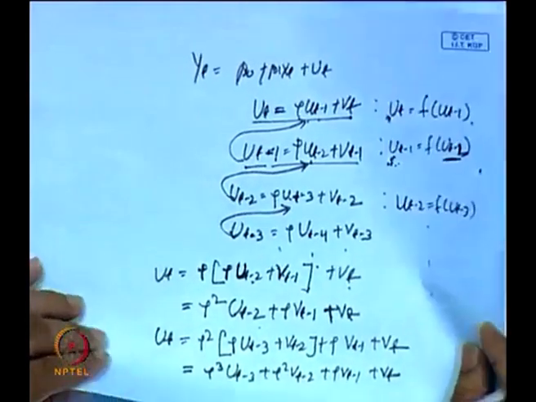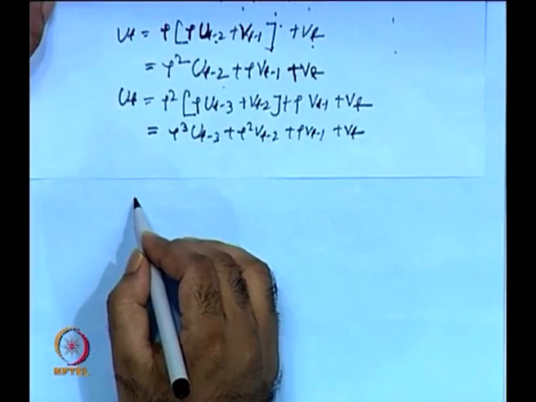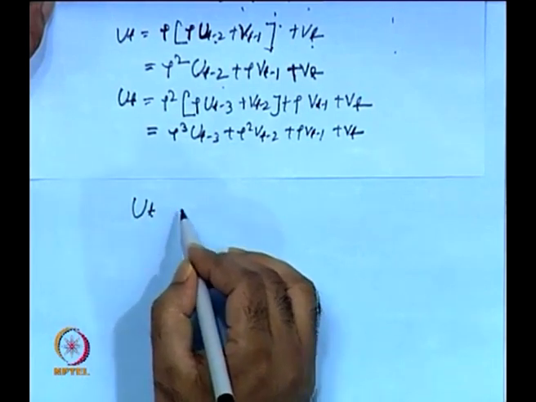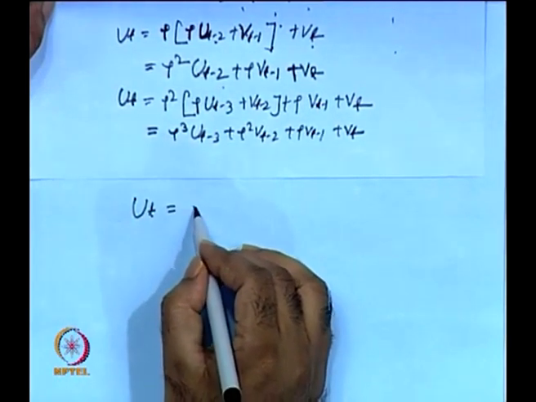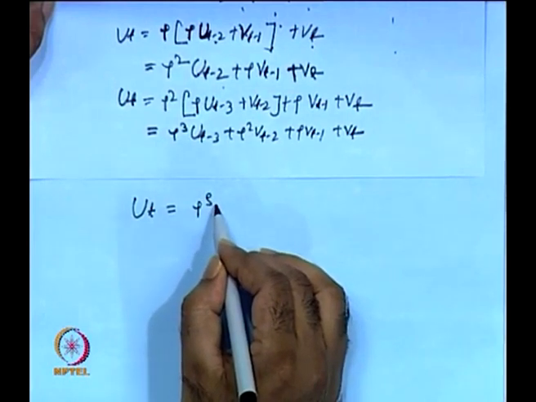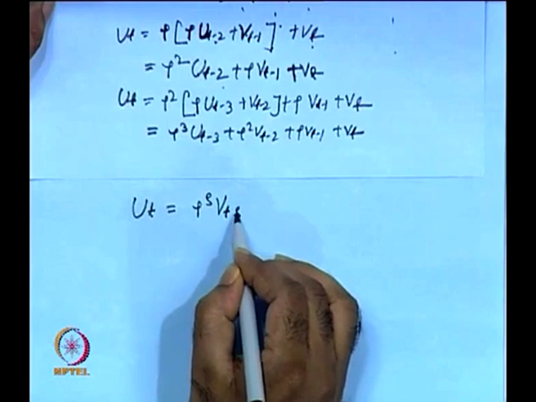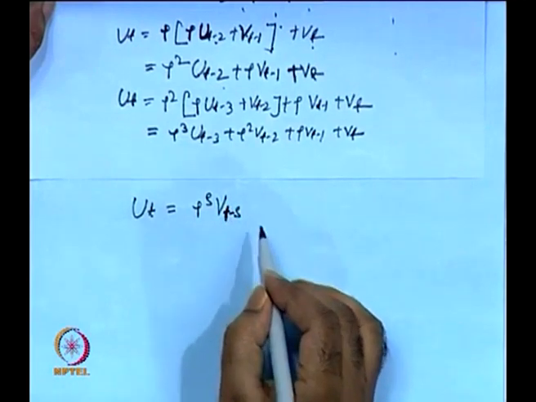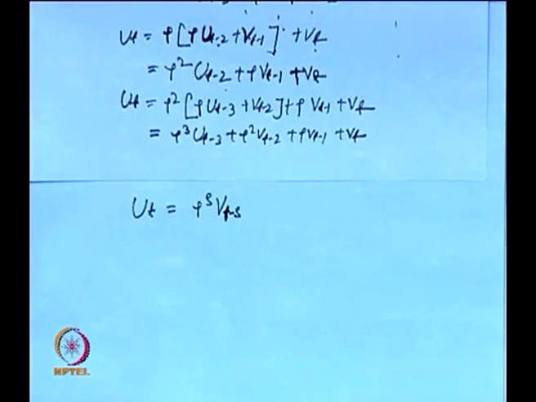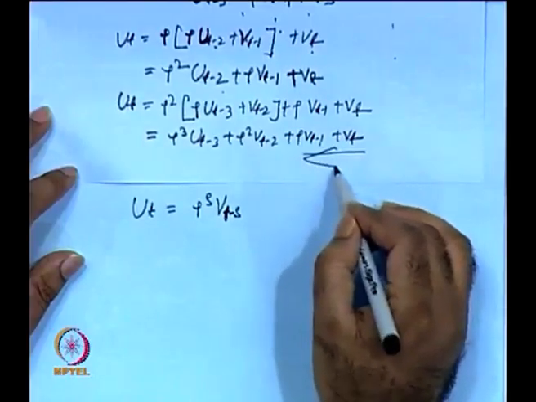Now you see here, the way you expand this, similarly, if we generalize, it will ultimately come to rho to the power s vt minus s. Ultimately you will come to a point where there is no u term. The entire ut will depend upon another series of error terms called vt. That means vt minus 1, vt minus 2, vt minus 3 will be influential factors for ut. This is what we have already observed.